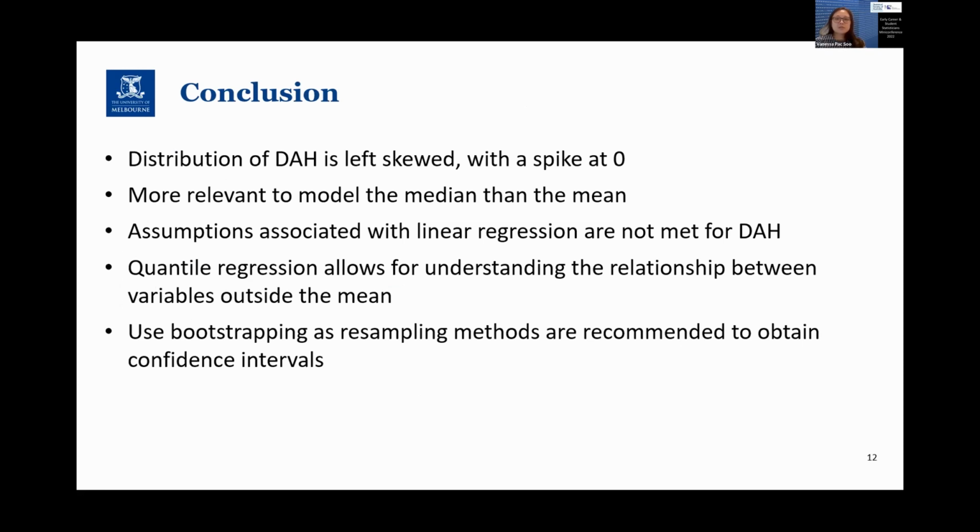But to conclude, the distribution of days alive and at home is left skewed with the spike at 0. Therefore, it was more relevant to model the median than the mean. The assumptions associated with linear regression are not met for days alive and at home. So we use quantile regression, which is a technique that allows for understanding the relationship between variables outside the mean. And it was recommended to use bootstrapping, as resampling methods are recommended to obtain the confidence intervals.